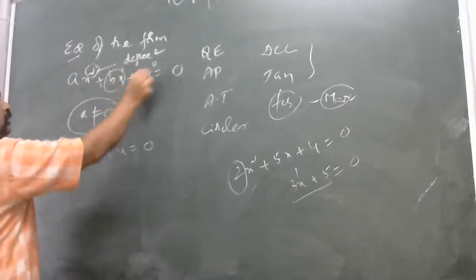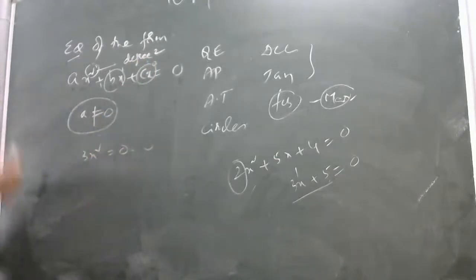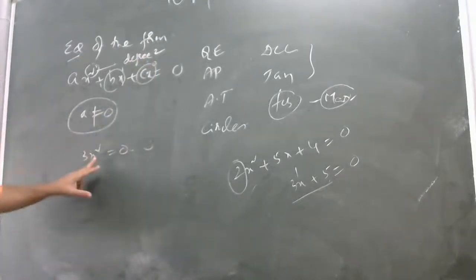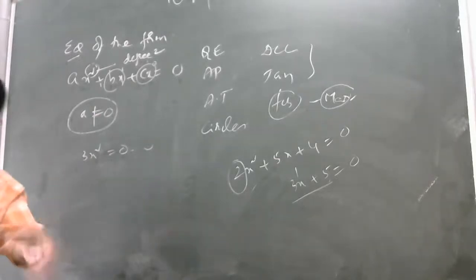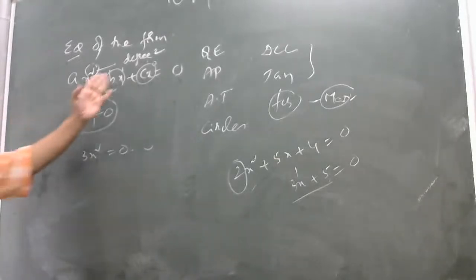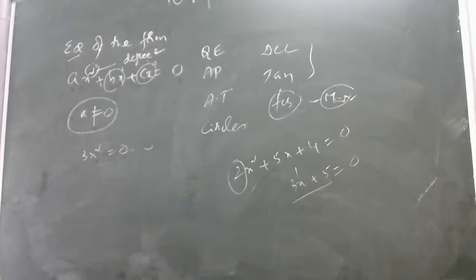Because b can be 0, c also can be 0. 3x² = 0 also can be a quadratic equation. A should not be equal to 0 because x power 2 should be valid. If x power 2 is there, it's a quadratic equation. B can be 0, C can be 0. That's why we mentioned A not equal to 0. B and C have no condition; they can be any number. Are you clear? Yes, sir.